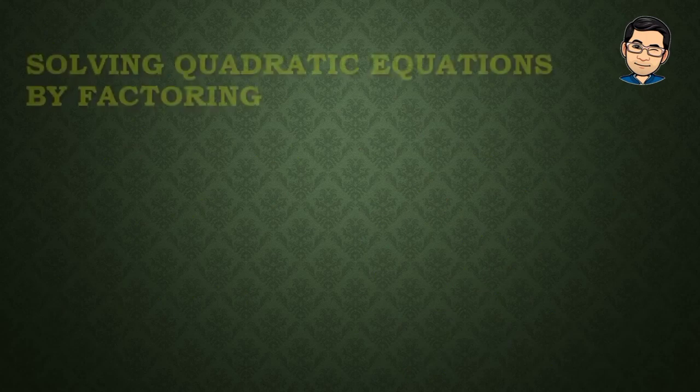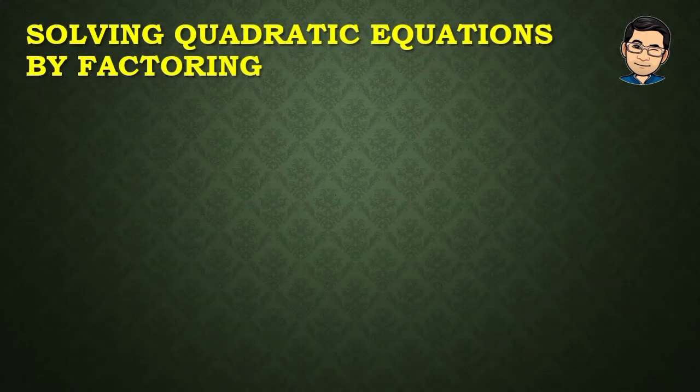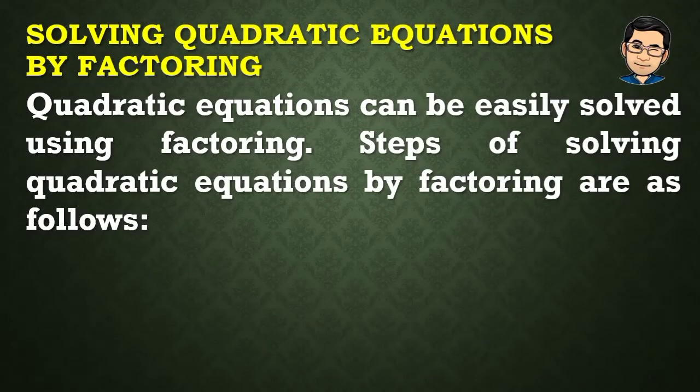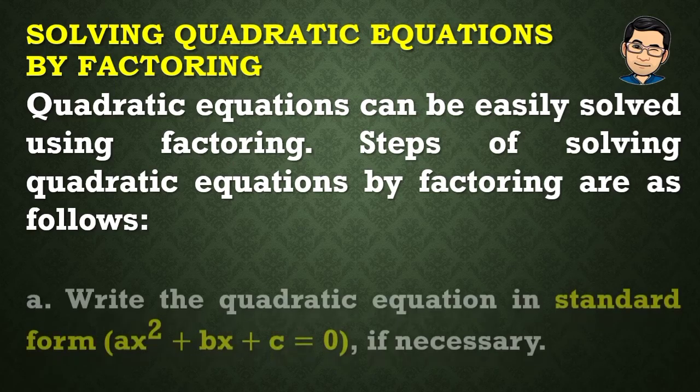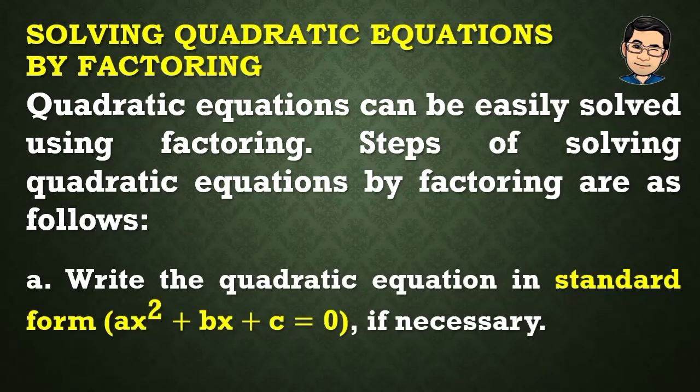So, solving quadratic equations by factoring. Quadratic equations can be easily solved using factoring. The steps of solving quadratic equations by factoring are as follows. So, the first step is write the quadratic equation in standard form. So, the standard form of a quadratic equation is given by ax squared plus bx plus c equals 0. And then, if necessary. So, kapag nakasulat na siya in standard form, no need to do it.